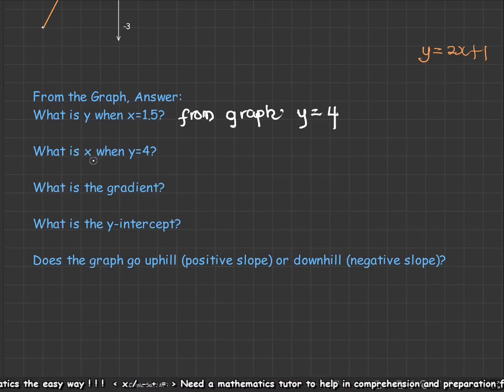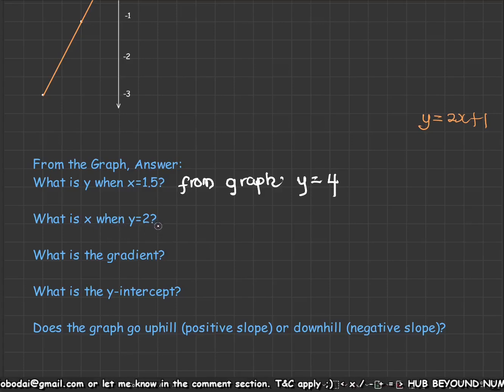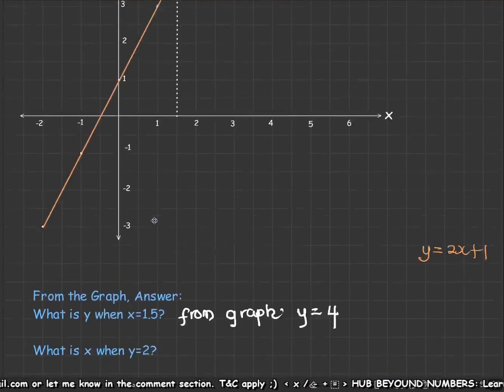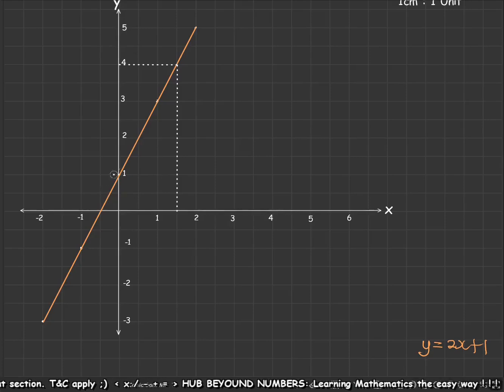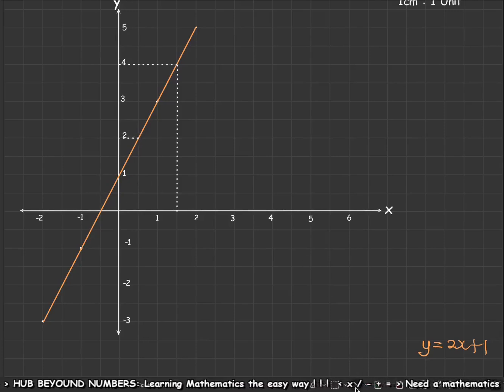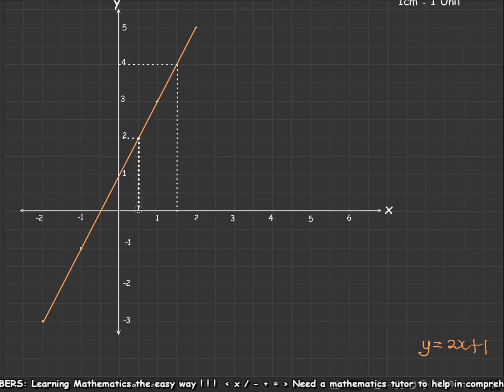I said, what is x when y equals 2? So you come back here, then you look for where you have y equal to 2. On your y-axis, this is our y-axis, we come to y equals 2, and then you trace it to meet our line. You see? Now after tracing it, you trace downwards from this point to meet your x-axis. And as you can see, you have it here.